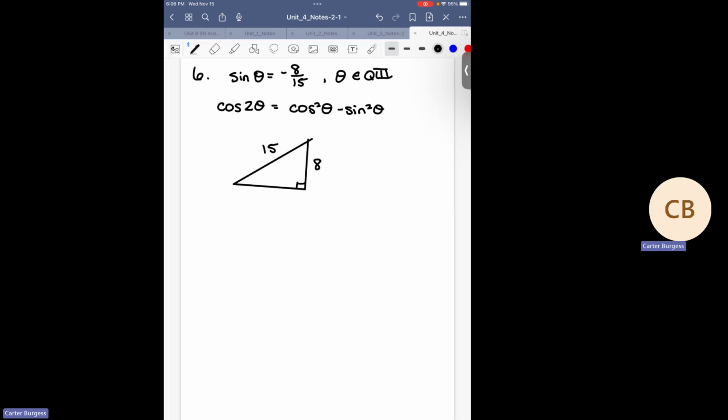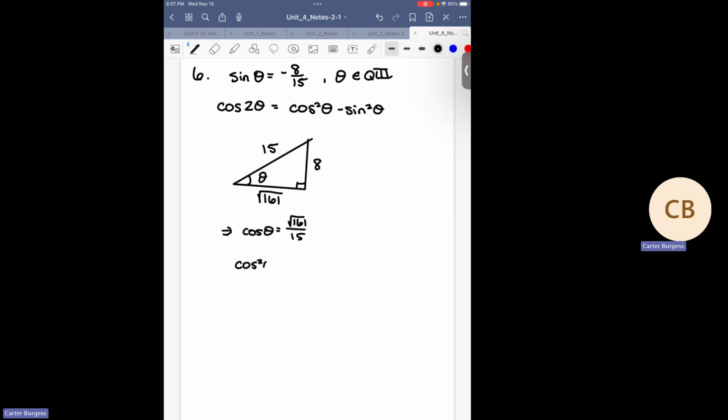225 minus 64 is going to be 161. I get that this is the square root of 161. A little bit messy. Again, apologies about that. This is our theta here. And so cosine of theta is square root of 161 over 15.